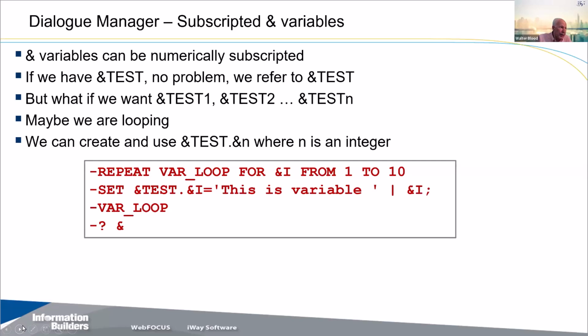In other words, if I have &test, but I actually need to have 10 &tests or 20 &tests because I've got that many different things, for instance, I'm grading tests and I need to put my grades into &test for each of those. I can create &test1, 2, 3, 4, all the way out to &test20 very easily using a -REPEAT command and the subscripted variable.